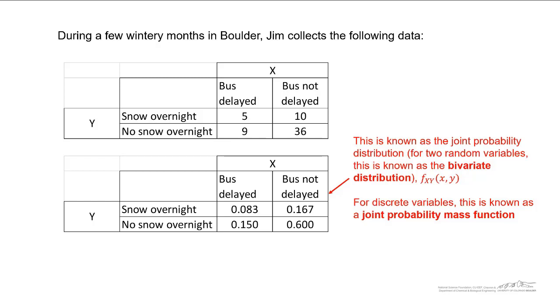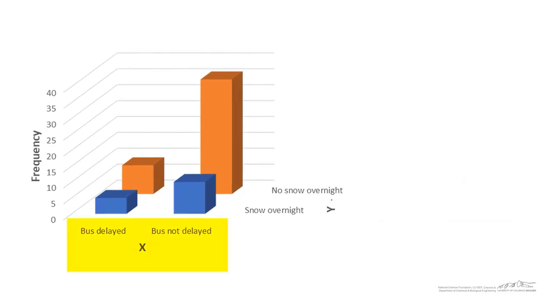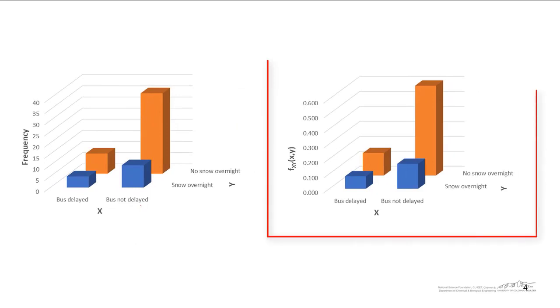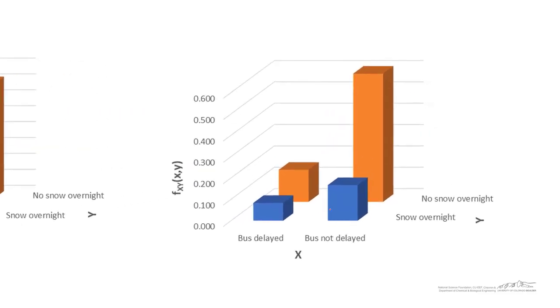for continuous variables. If we plotted this three-dimensionally, we have the x-axis, whether or not the bus is delayed. We have the y-axis, whether or not there's snow overnight. And we can have a frequency. If we divide each of these frequencies by the total number, and that's 60, we come up with the joint probability mass function, f subscript xy of x and y. Each of these columns or bars tells the probability of that combination of buses being delayed and snow overnight. So for example, we can calculate the probability that the bus is not delayed and there's not snow overnight by just calculating the height of that bar in this three-dimensional plot.